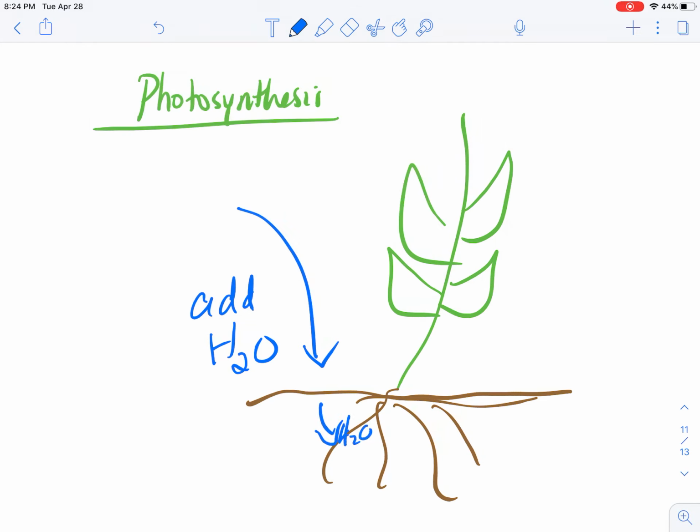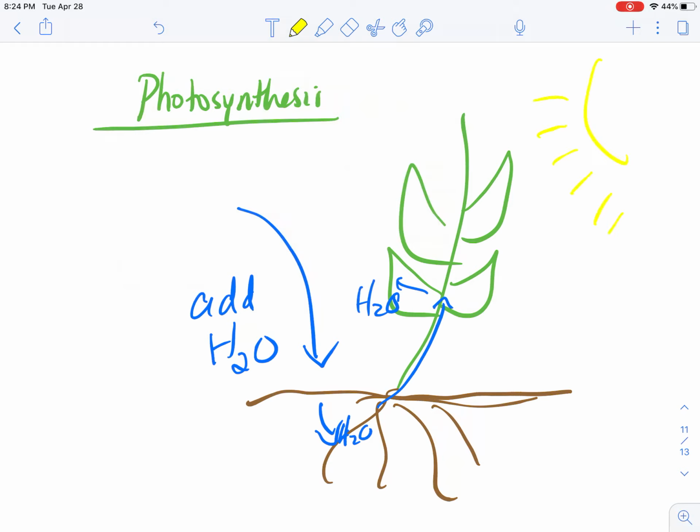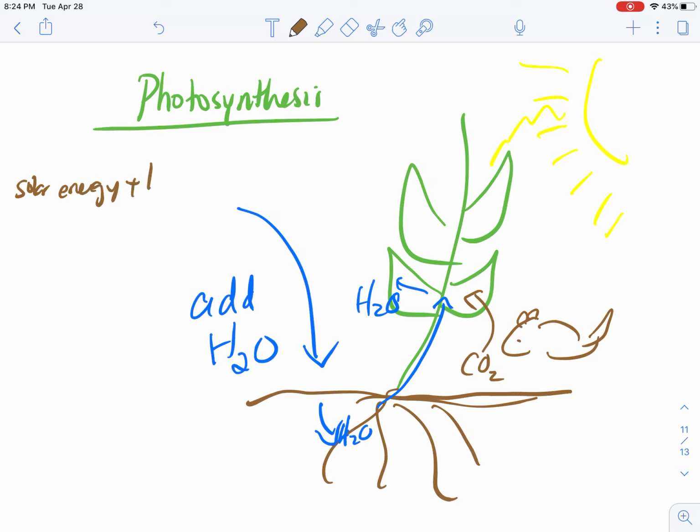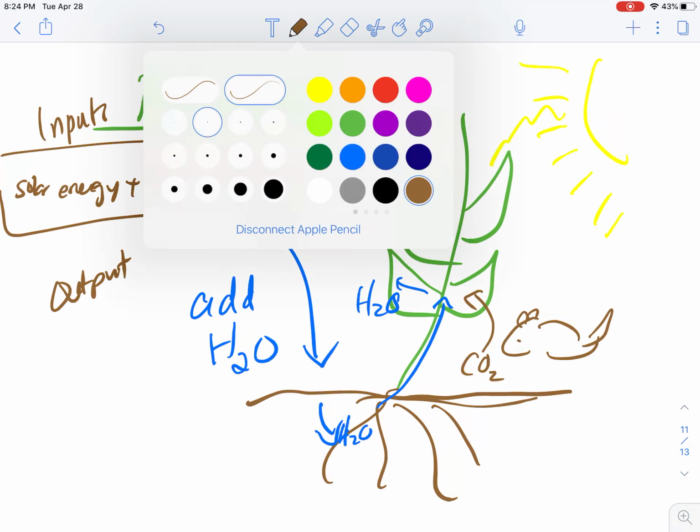The water gets absorbed into the roots and travels up to the leaf, so there's water in the leaf. And then you get sunlight, so here's the sun, and the sun is beaming down on the plant. And then maybe you have an animal, and the animal releases CO2. So your inputs are solar energy, water, and CO2, and those are the inputs for photosynthesis.